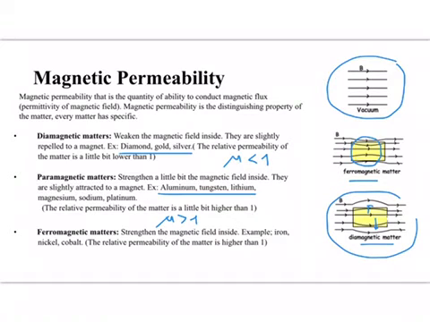The third one is ferromagnetic metals. They strengthen the magnetic field inside. Their relative permeability constant is higher than 1. For example, iron, nickel, and cobalt. When you put a ferromagnetic material inside a magnetic field, you see that the lines are getting closer to each other, so the strength of the magnetic field increases.